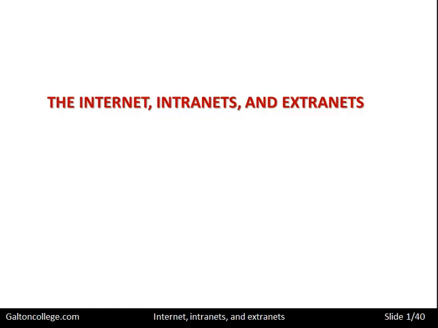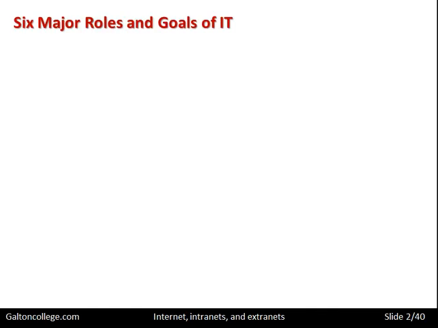This class wants to look at the internet, intranets and extranets and see how these various types of networks can support business. Let's start by looking at the 6 major roles and goals of information technology.